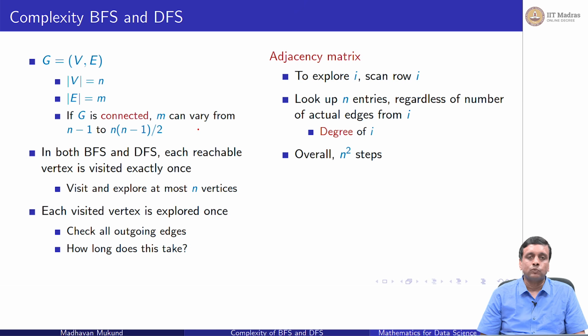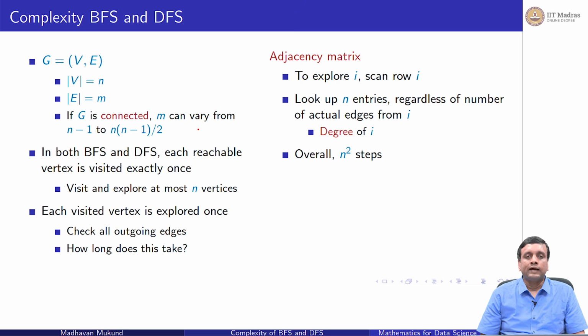So if there is an edge, it's 1. If there is no edge, it's 0. So if we want to look at the outgoing edges of a vertex I, the only way we can do it in an adjacency matrix is to walk down the entire row for I. So you look at I comma 0, I comma 1, I comma 2 and so on up to I comma n minus 1, if the vertices are numbered 0 to n minus 1.